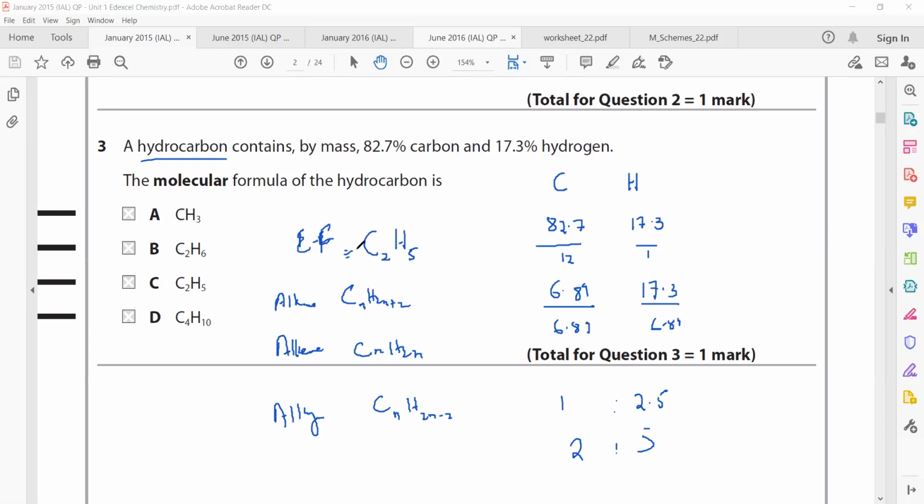So the empirical formula and molecular formula cannot be the same here. Why can it not be the same? Because C2H5 does not match any general formula of hydrocarbon: alkane, alkene, or alkyne. So it means it cannot be C2H5. Then it should be a multiple of that. So what is a multiple of 2 and 5? Multiply by any number. Which option? In option D, if we multiply both of them by 2, it will be C4 and H10. So C4H10 is a multiple of the empirical formula. So D is the right answer for this.